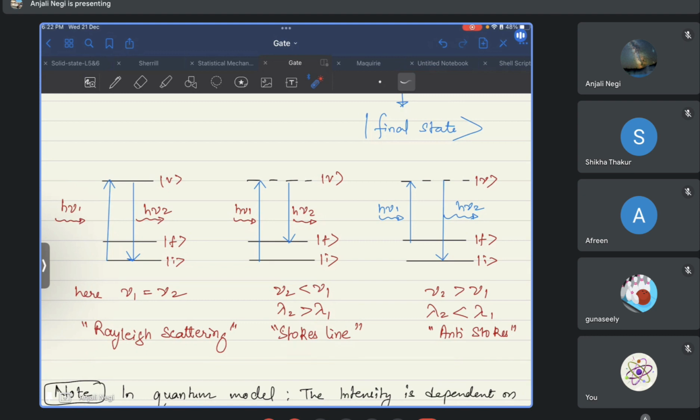Again, for the anti-Stokes line, the excitation is from some final state to the virtual state, and then it gets back to the initial state. Here the point to be noted is that the scattered photon having a frequency mu 2 is greater than the frequency mu 1. And the wavelength of my scattered photon is smaller than the wavelength of my incident photon. So this is the anti-Stokes line.